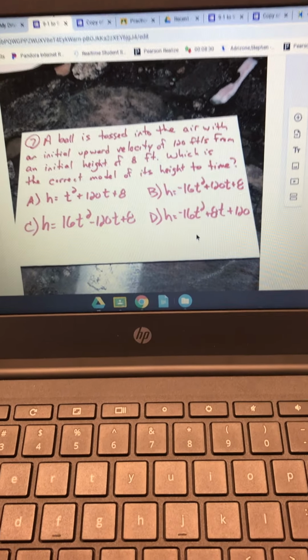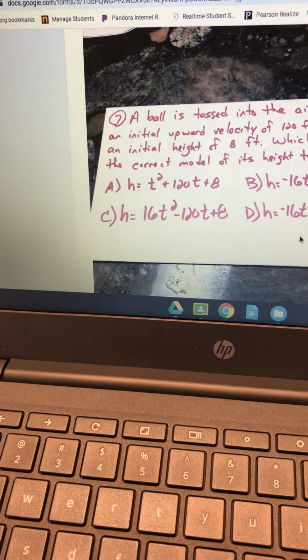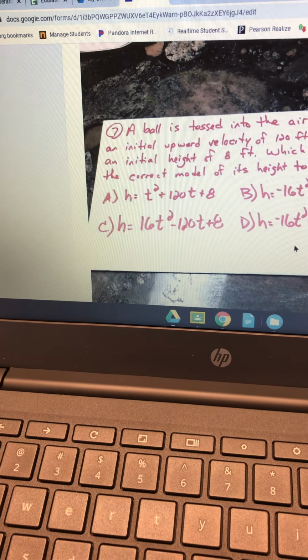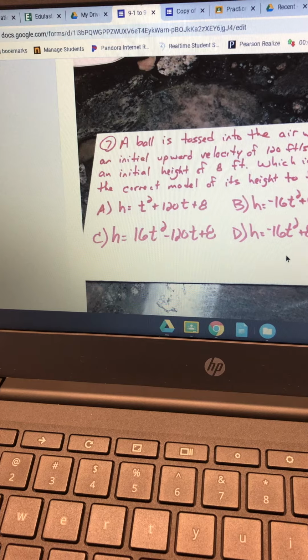All right, so the vertical motion model always seems to be a little bit of an issue when we get started. Our vertical, let's see, a ball is tossed into the air with an initial velocity going upward of 120 feet per second from an initial height of 8 feet. Okay, which one is the correct model?